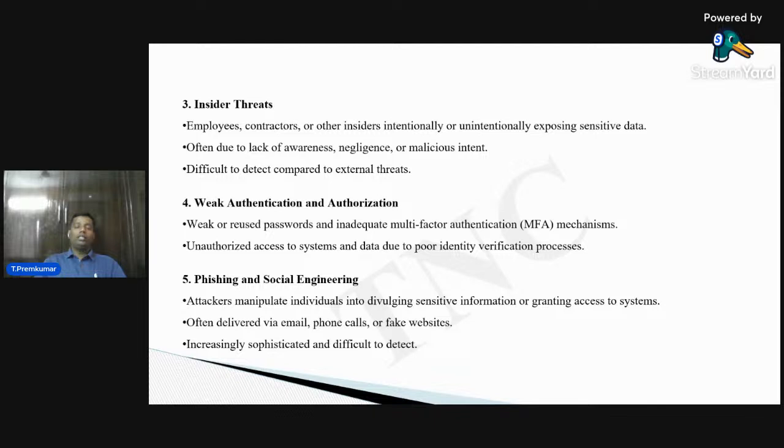Here, the attackers manipulate individuals into giving sensitive information or granting access to their systems, often delivered via email, phone calls, and fake websites used for spreading unwanted information, as well as phishing and social engineering. And the next one is increasingly sophisticated and difficult to detect.